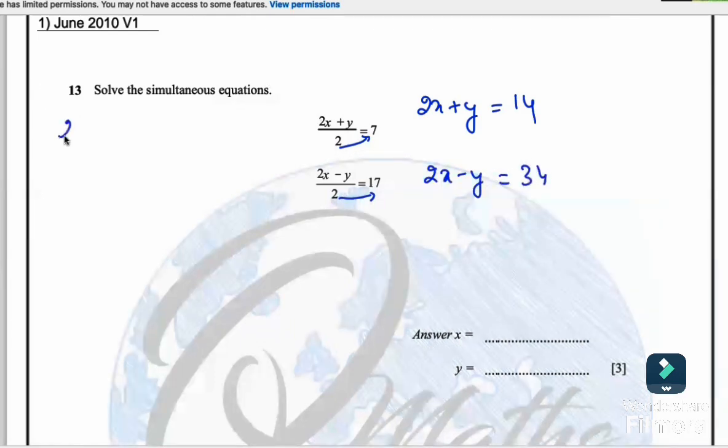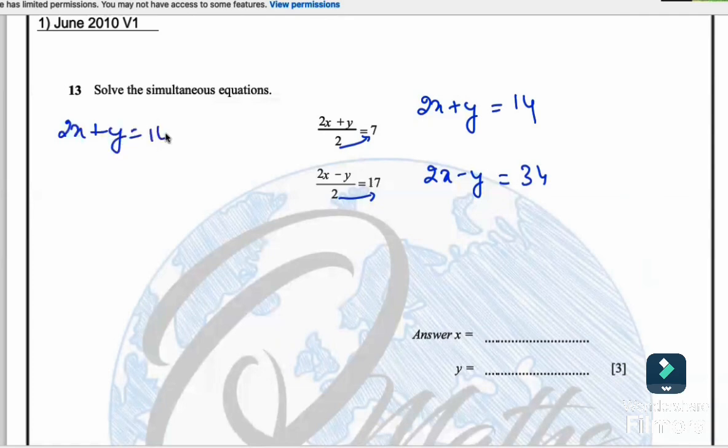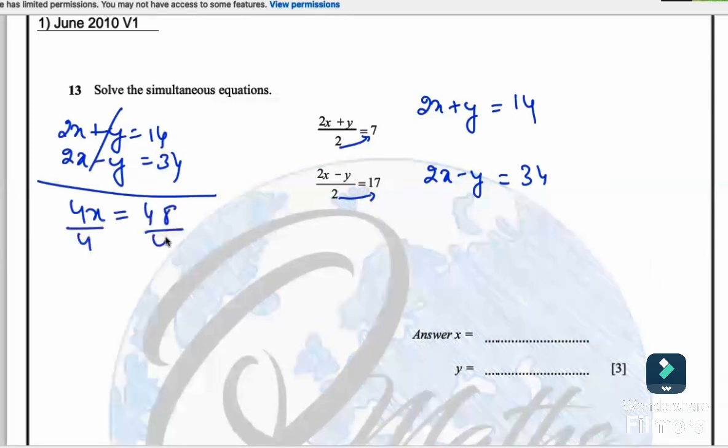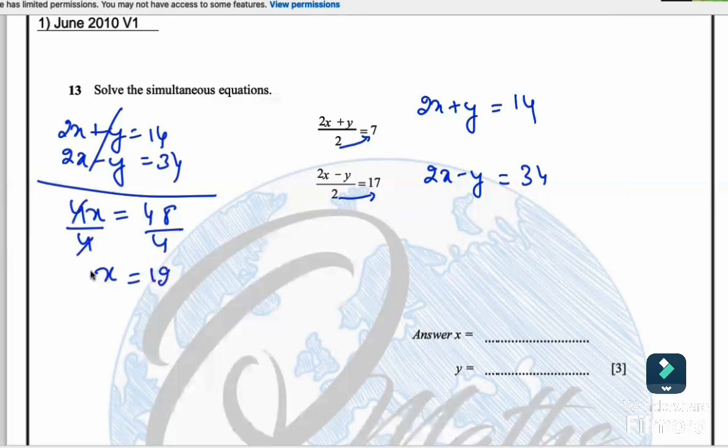Let's solve these equations. 2x plus y is equal to 14. 2x minus y is equal to 34. Choose the variable that has different signs, plus and minus, so it is easy to eliminate this variable. Therefore, cancel y and add: 2x plus 2x becomes 4x, which is equal to 34 plus 14, so 48. Divide by 4 on both sides. So we get x equal to 12.